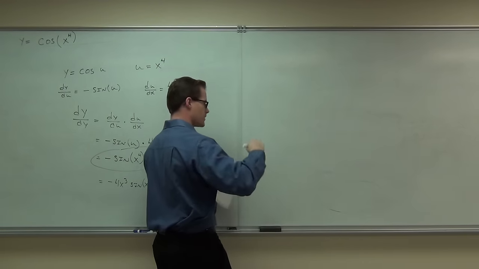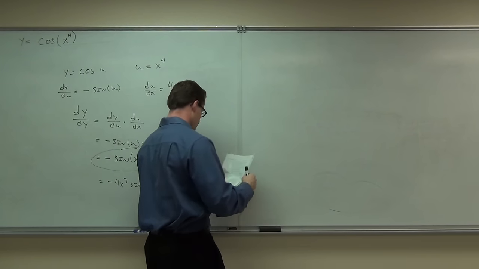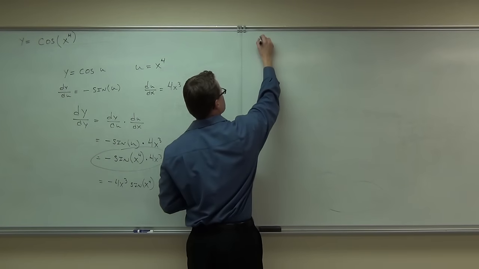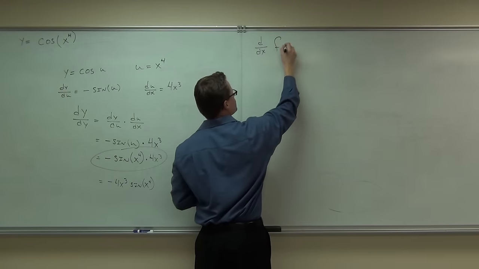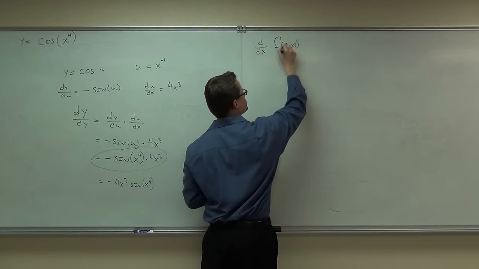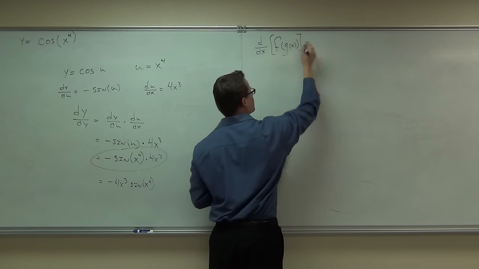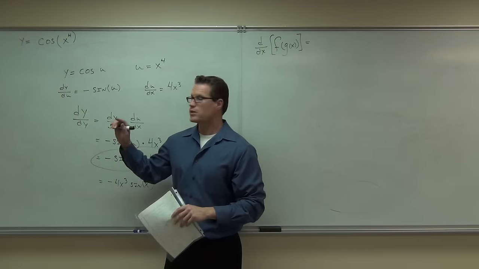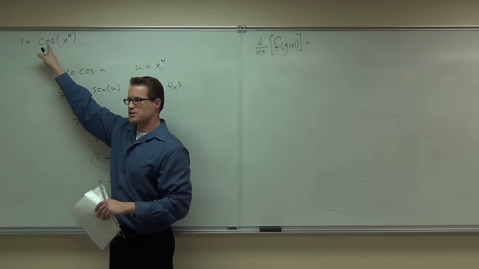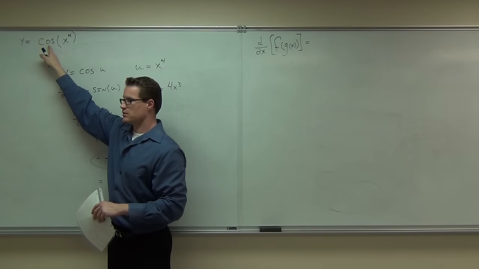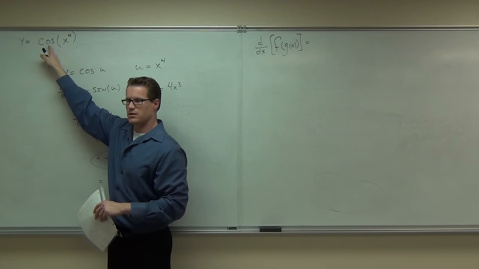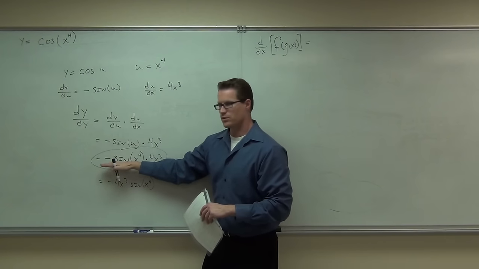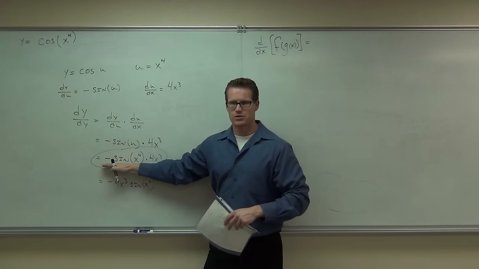It says, if you want to take the derivative of a composition, such as we just had right now, here's what this said to do. It says, take the derivative of cosine. What's the derivative of cosine? Negative sine, and leave the inside alone. Does that look familiar? That's exactly what we do with general power rule, right there.